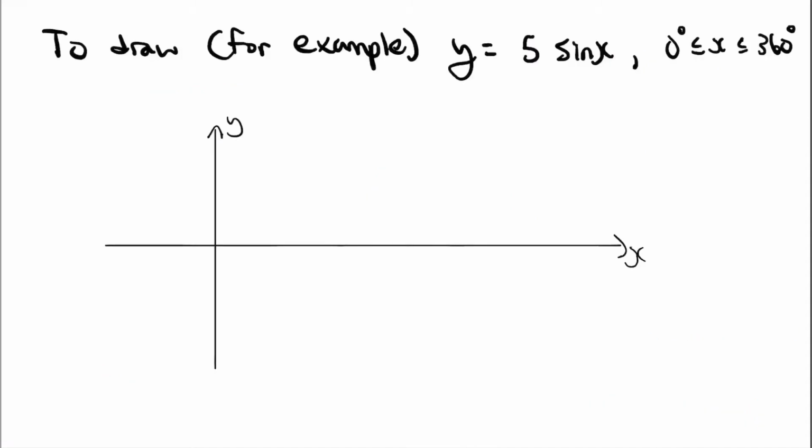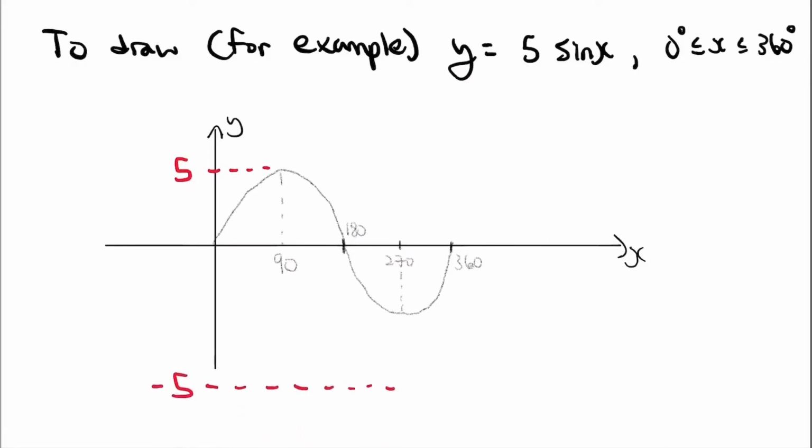Okay, let's do another example. Let's say I want to draw y equals 5 sine x. Now, since we know that only the amplitude changes, we just draw as per normal. Just draw a normal sine curve. The angles, remember, are unchanged. So the 90 is still there, 180 is there, 270 is there, and 360 is there. But the only change is the amplitude, or the maximum point, which is 5, and the minimum point, which is minus 5. That's the only change.